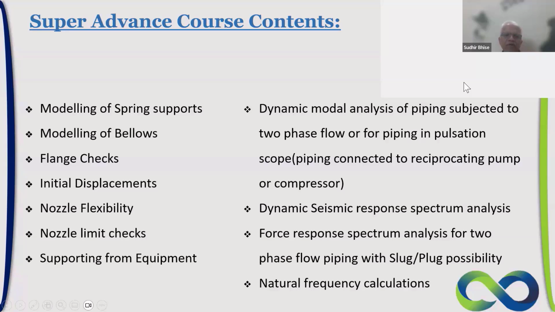Then we are going to study the supporting from the equipment, because there are going to be many such equipment which are going to be used. For example, tall columns, where many of the piping which is dropping from the top to the bottom is supported from the column itself. So that effect is going to be totally different than the normal supports which are going to be resting rigidly on the structures. So we are going to study that, and then we are going to have a lot of advanced features also that we are going to study.